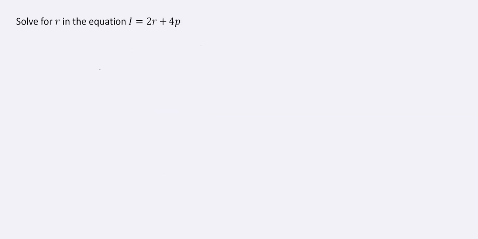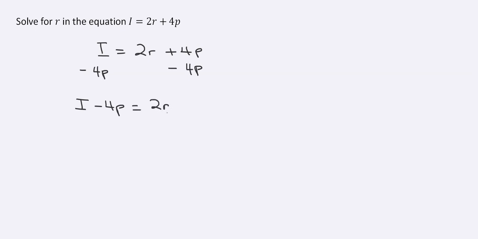Another example, solve for r in the equation I equal to 2r plus 4p. The first thing I'm going to do is write the equation so that I have a starting point, I equal to 2r plus 4p. Because I want to isolate r, I need to get the 4p out. So I'm going to move the 4p out of here by subtracting 4p. And when I subtract 4p on the right hand side, I also have to subtract 4p on the left hand side. So now I'm left with I minus 4p is equal to 2r.